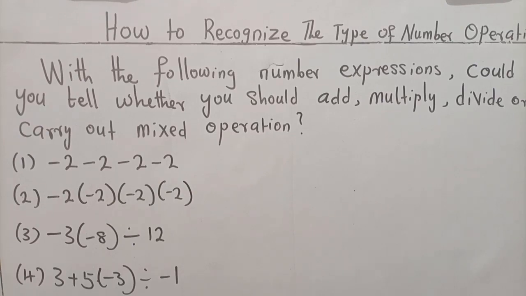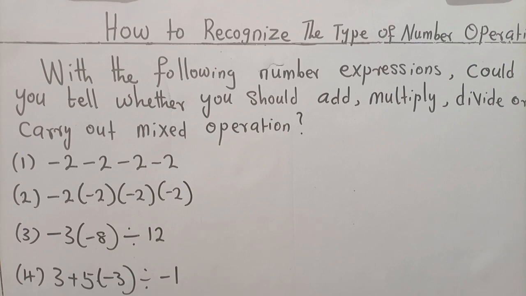In this section 10, let us learn how to recognize the type of number operation. That is, when we are given a number operation to carry out, how do we find out if what we are supposed to do is addition or multiplication, division, or even a mixed operation? As beginners, we can get confused as to which one we're going to carry out.